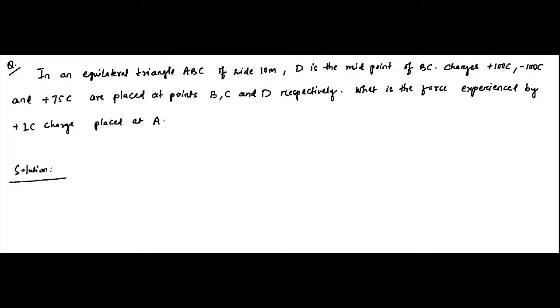D is the midpoint of BC, one of the sides, and we have charges plus 100 coulomb, minus 100 coulomb and plus 75 coulomb placed at points B, C and D respectively. What is the force experienced by a plus 1 coulomb charge which is placed at A? This is the information that we are given.